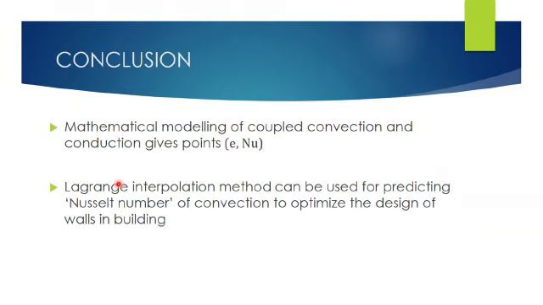So the conclusion is that by the mathematical modeling of the coupled convection and conduction, we can get the data points, that is the thickness of the wall versus the Nusselt number. And once we get certain data points, we can get a polynomial passing through them, and we can simply predict the thickness of the wall for which a particular heat transfer may take place, or for a particular thickness of wall, what may be the heat transfer. So we can design the wall thickness and optimize the design of the wall by predicting the Nusselt number for a particular wall thickness using this Lagrange interpolation method.